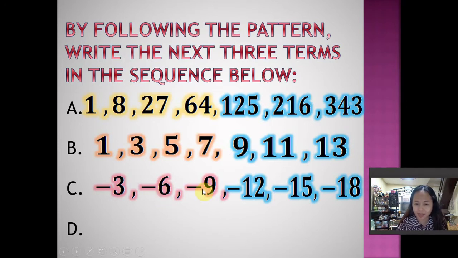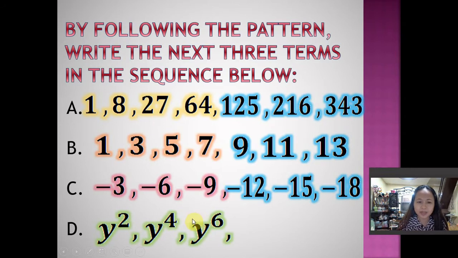Negative 9 plus negative 3, it's negative 12. Negative 12 plus negative 3, that's negative 15. And negative 15 plus negative 3, and that's negative 18. So again, the rule is simply adding negative 3 to the preceding term to get the next term. Last example for number 4.